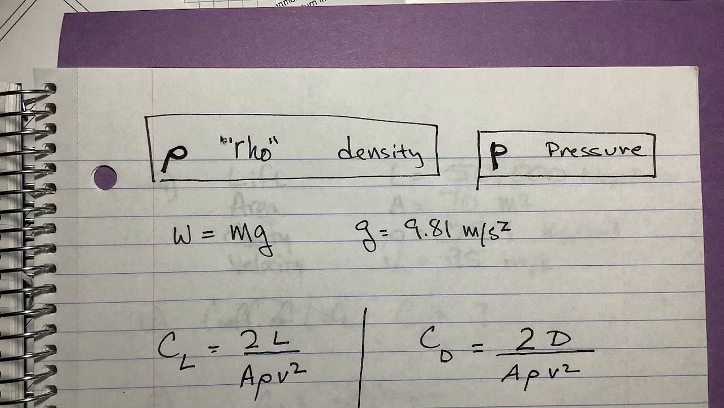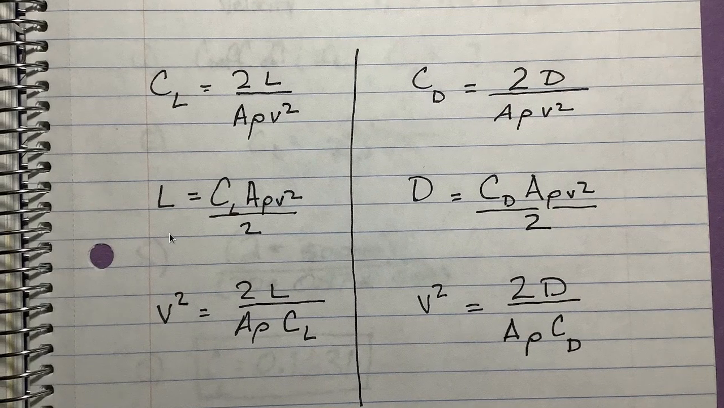Okay. Another thing you'll have to do is you will have to convert some kilograms to weights. So in order to do that, you're going to take this formula: weight is mass times the acceleration due to gravity, which is 9.81 meters per second squared. So what you're going to do is take your kilograms, multiply times 9.81, and now you have a weight in newtons.